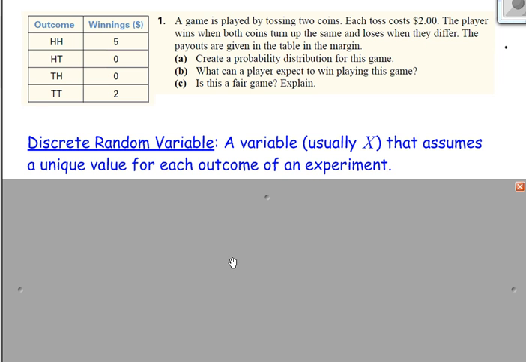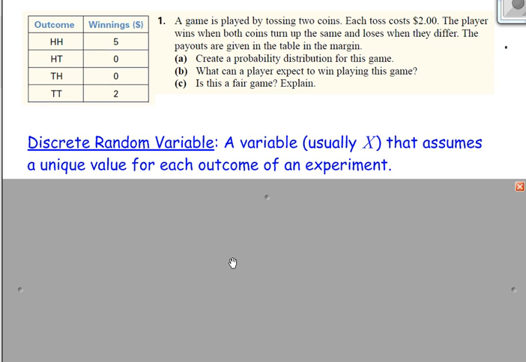A discrete random variable is a variable, and usually we use x, that assumes a unique value for each outcome of an experiment. So in other words, when you do an experiment, whatever happens when you do the experiment has to be assigned a numeric value. So if I am tossing coins, then the number of heads might be my numeric value. If I am drawing marbles out of a bag, I might assign the number 1 if it's a red marble and 0 if it's anything else.